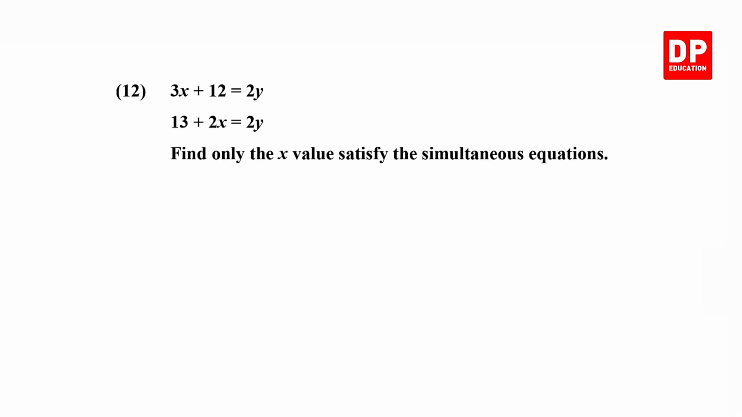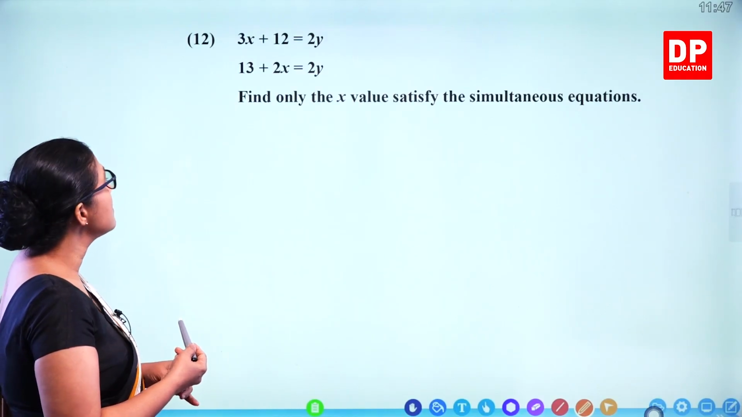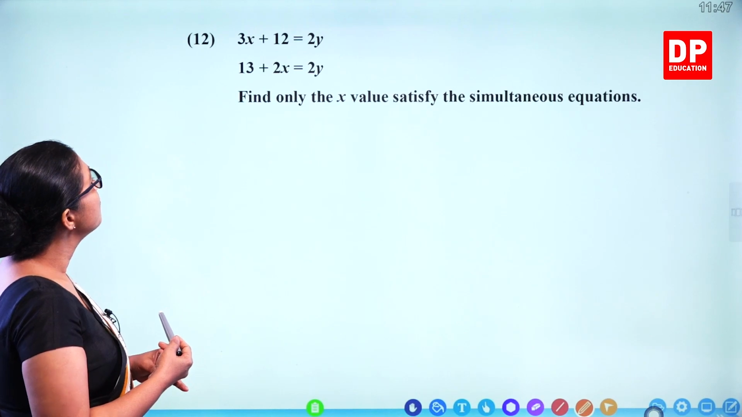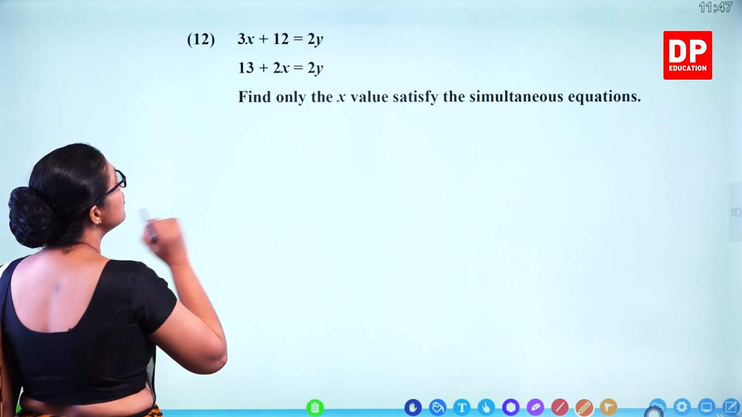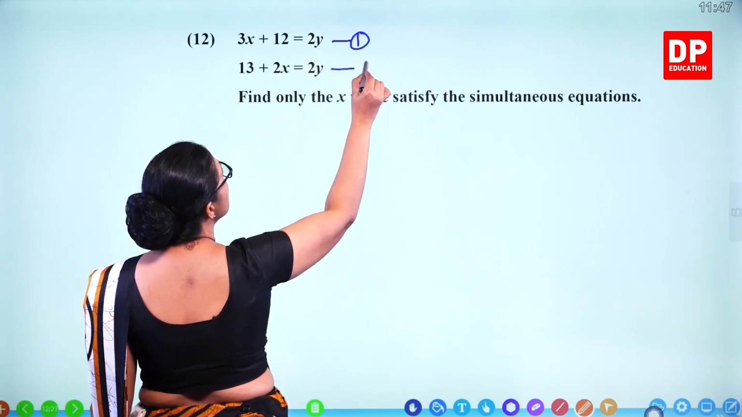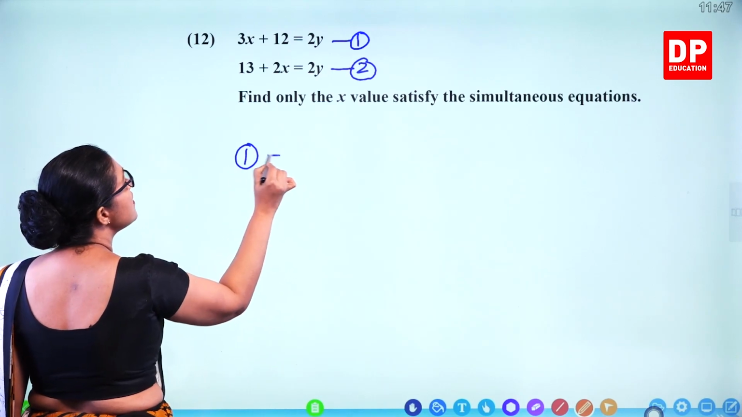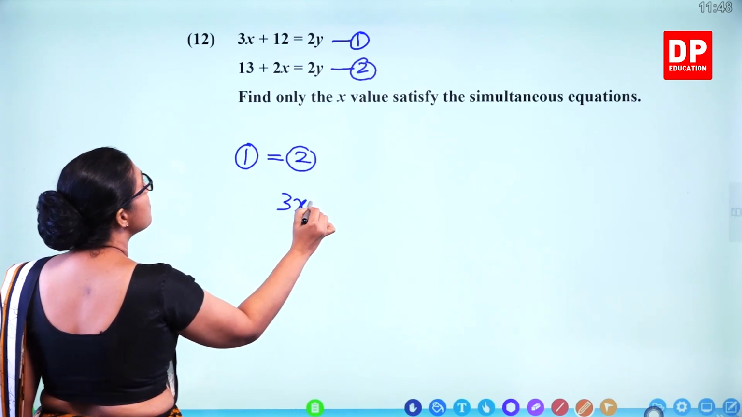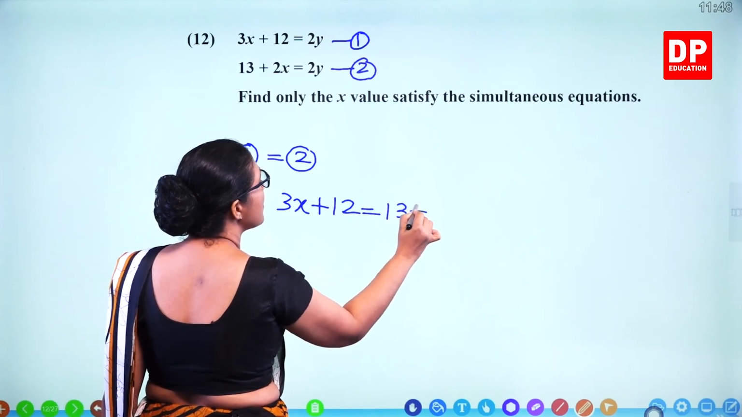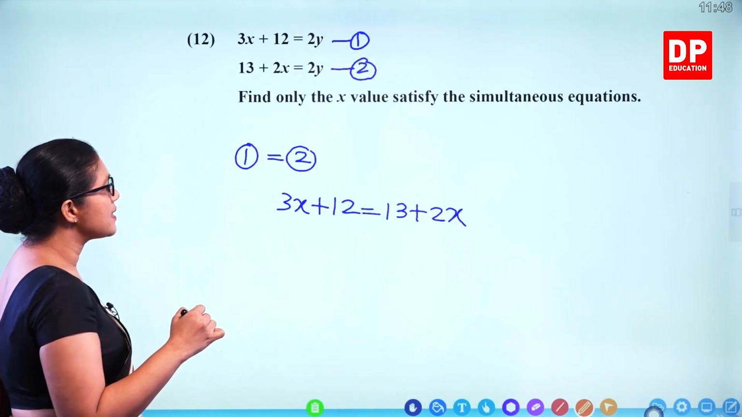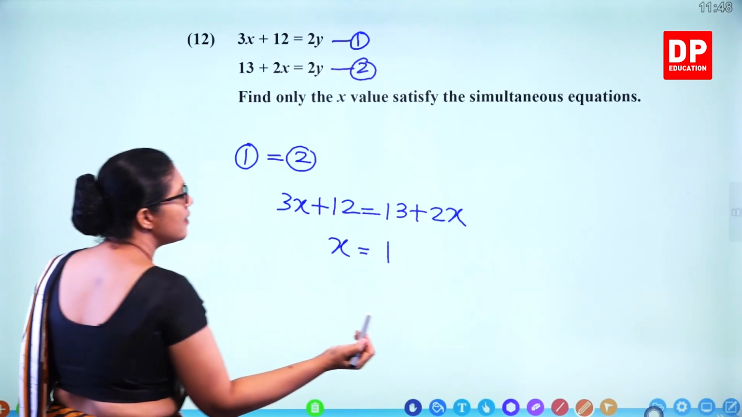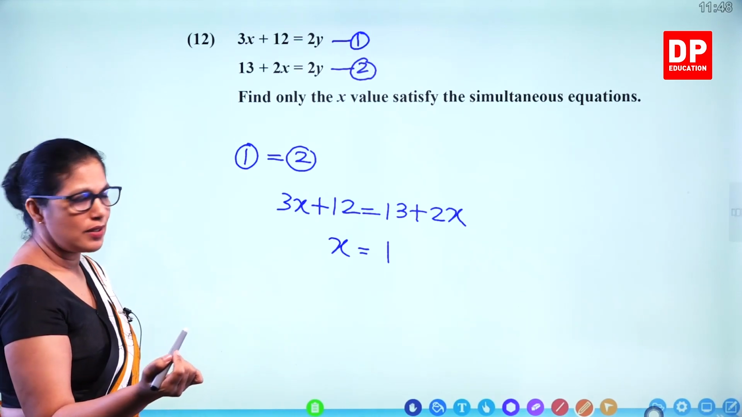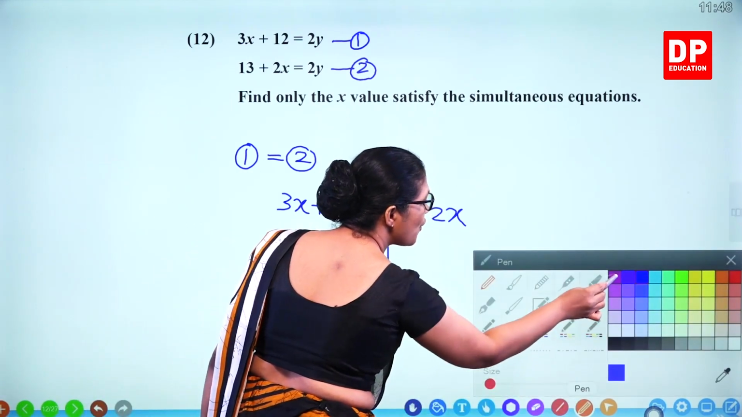Question number 12. You are given 2 equations. Find only the x value that satisfies the simultaneous equations. You don't need y. Can you see the right hand side of both is equal? So you can equate the 2 equations. Right hand side is the same. 1 is equal to 2. 3x plus 12 is equal to 13 plus 2x. Now take x terms to one side. 3x minus 2x, that's x. 13 minus 12, that's 1. So straightforward question. x equals 1, you get 2 marks for that.